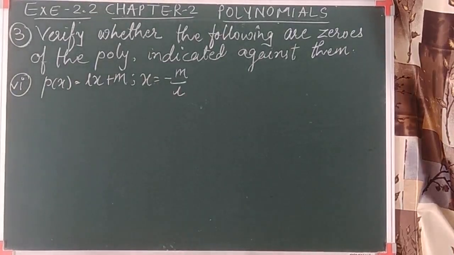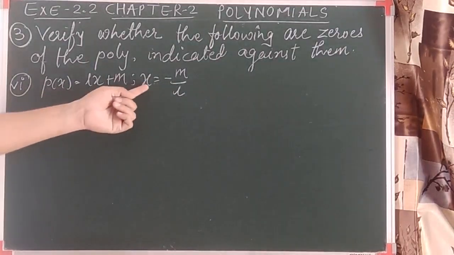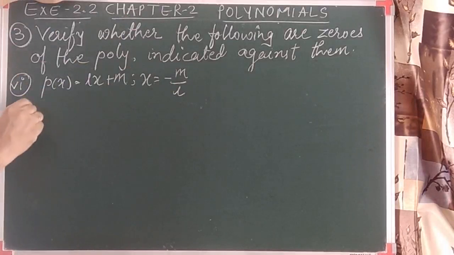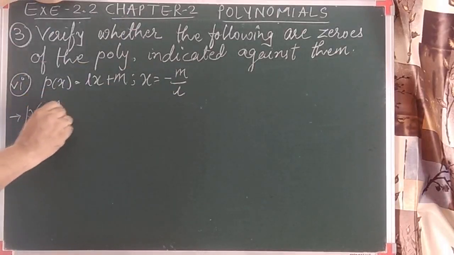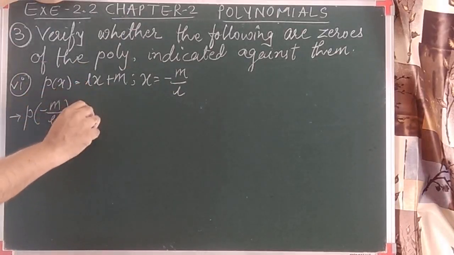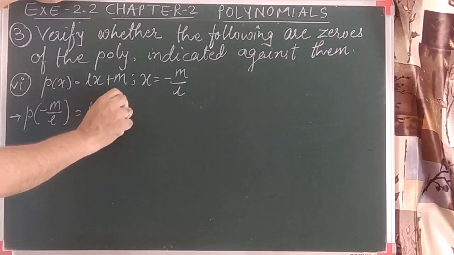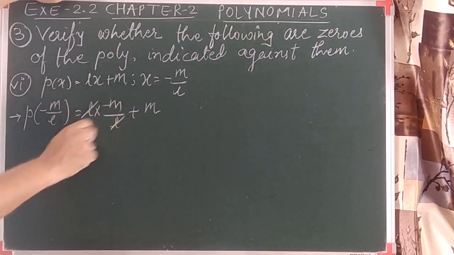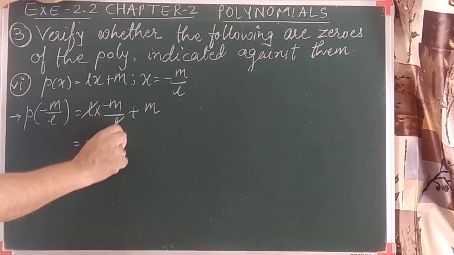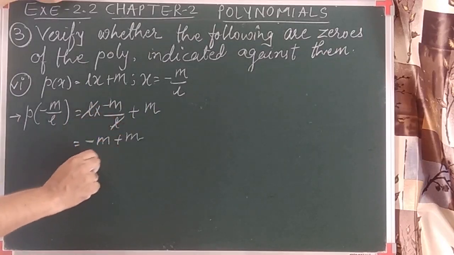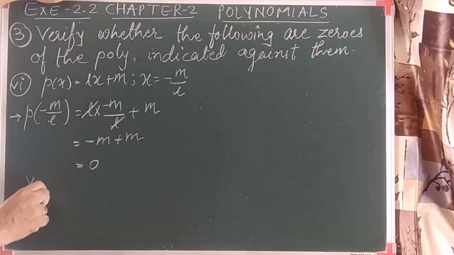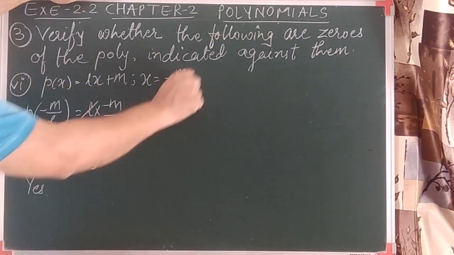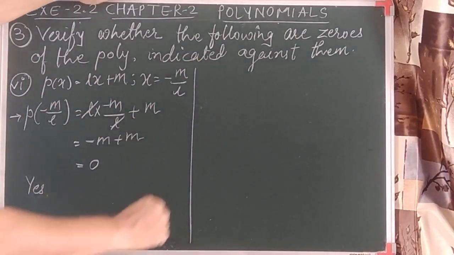Let us continue with the further sums. In the polynomial it is given Lx plus m and the value of x is minus m upon L. So let us substitute the value of x as minus m upon L into the given polynomial. L into minus m upon L plus m. You can see that both the values of L cancel, minus m plus m. So the answer is 0. So we can say yes, minus m upon L is the zero of the given polynomial. Let's have one more question.